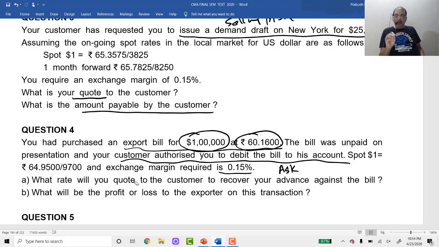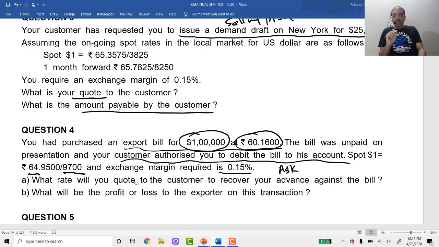The story is that the bank has purchased $1 lakh at 60.1600. Reverse, we have to sell $1 lakh. So sell means the ask rate is applicable. Ask rate means 64.9700 is applicable. I'll add the margin of 0.15%, round it off to the nearest multiple, and multiply by $1 lakh. Then we will find out what is the profit or loss.